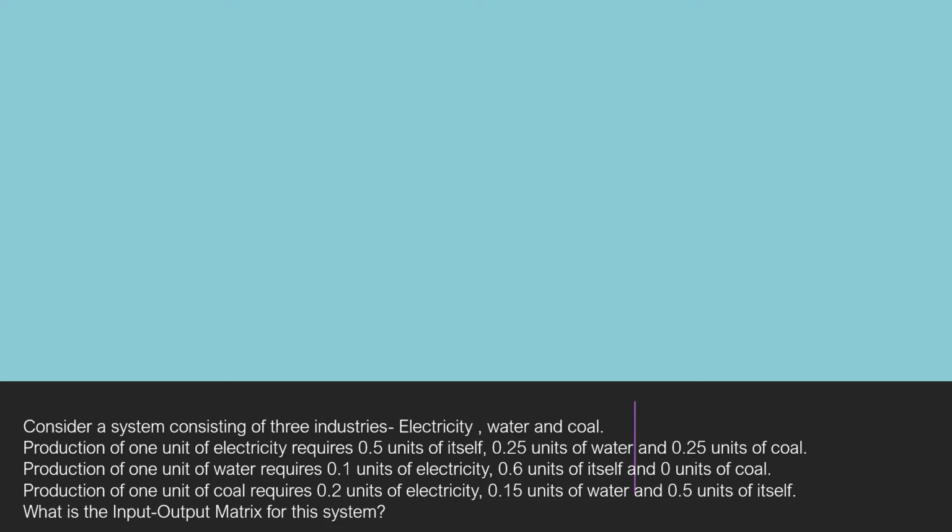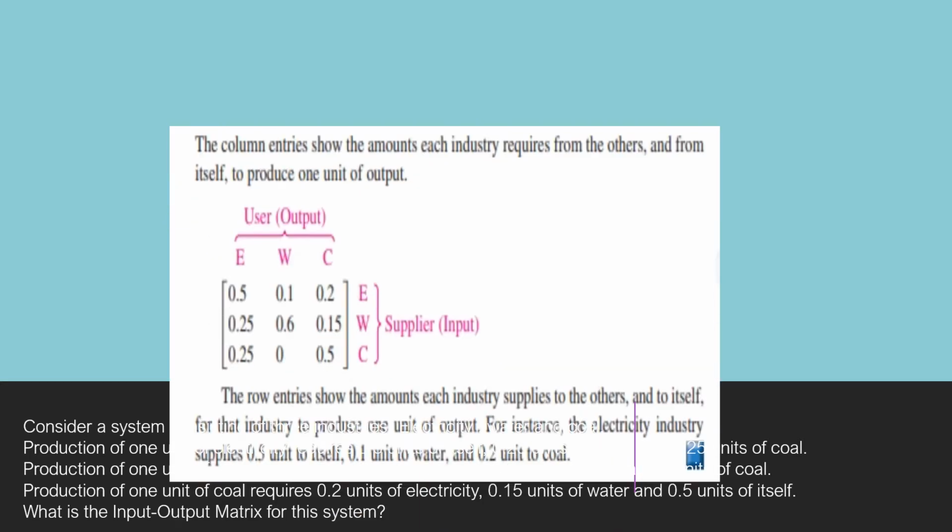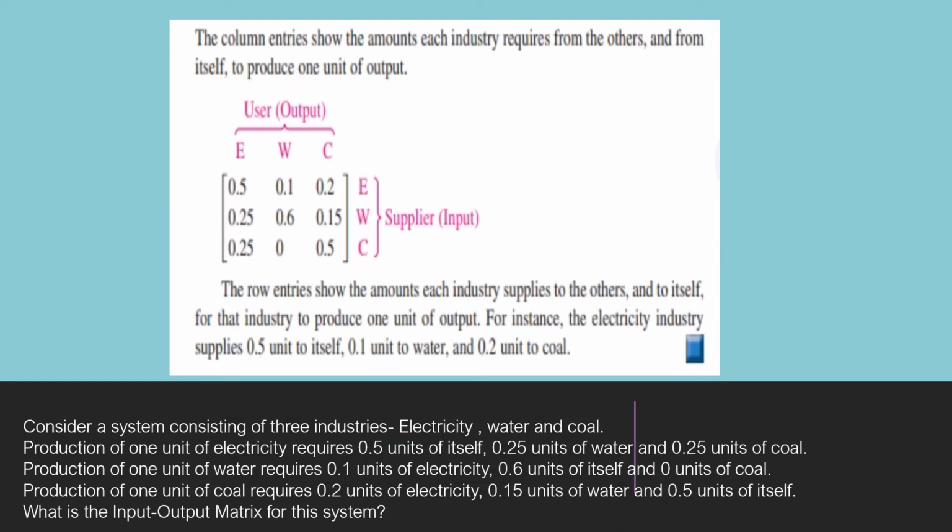So let us create an input-output matrix for the system where the details are given. The column entry shows the amount each industry requires from the other industries. The first column, first row will be the amount the electricity department requires from itself. And the second one, 0.1, will be the amount the electricity department requires from the water department, and so on. So we can create the matrix here. The row entry shows the amount each industry supplies to the others and to itself.